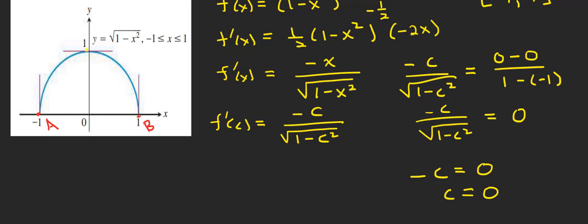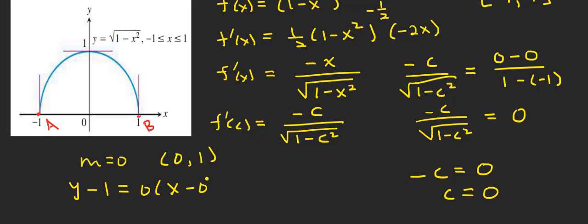So what is the equation of that tangent line? Well, the slope is 0, and the point when x equals 0, the y value is 1. Just plug it into the equation. So what is the equation of this line? It's going to be y minus 1 equals 0 times x minus 0. This implies that y is equal to 1. So that's going to be the equation of this tangent line.